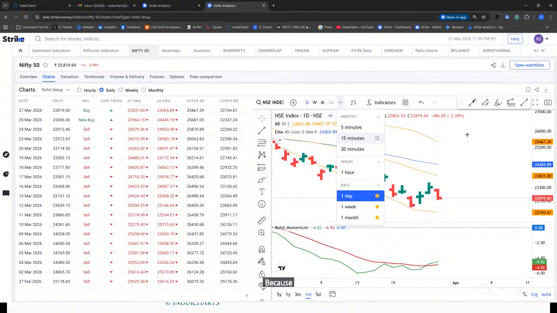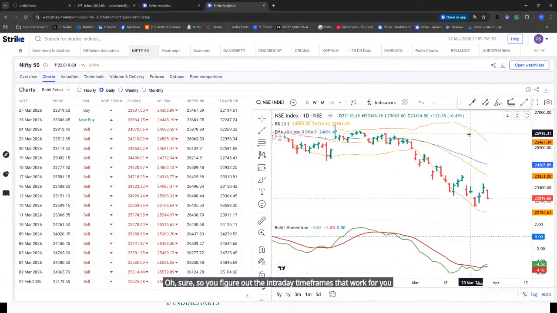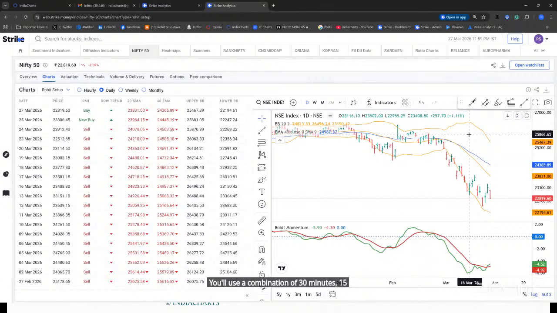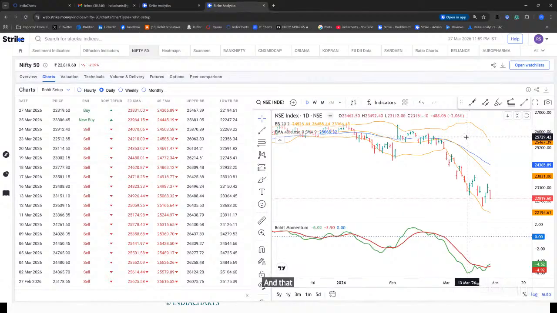These days carrying a trade overnight is becoming very risky. So you figure out the intraday timeframes that work for you. Daily hourly is not for intraday. You'll use a combination of 30 minutes, 15 minutes, 5 minutes. Use any two timeframes and see what fits you best. And that will work for intraday.